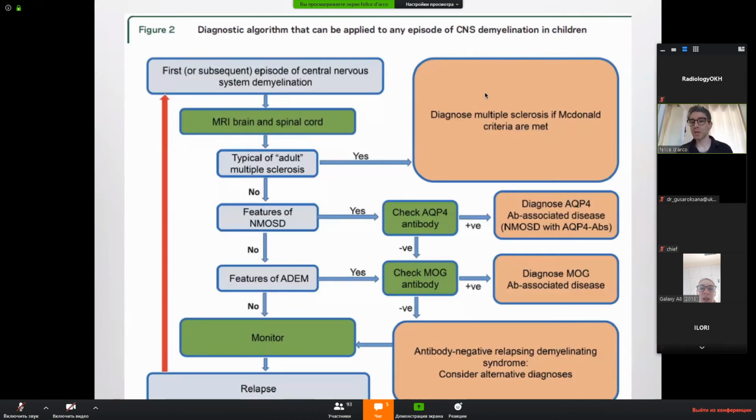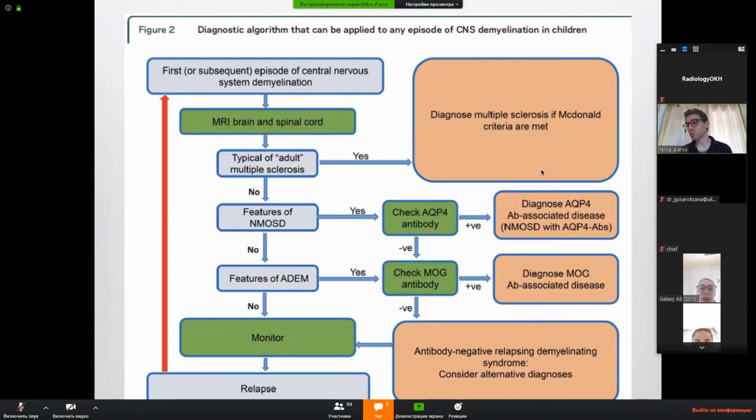Yes, if it fits the criteria, you call it multiple sclerosis. If it looks like a neuromyelitis optica spectrum disorder, so extensive involvement of the spinal cord, optic neuritis with some lesion in the brain, check the aquaporin 4. Positive, yes, you diagnose NMO due to aquaporin 4 antibodies. If aquaporin 4 is not positive, check MOG antibodies. So you will do the diagnosis, most of the time of MOG antibody associated disease.